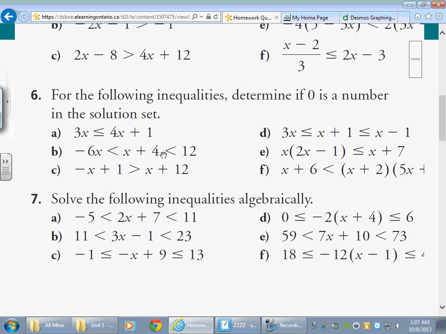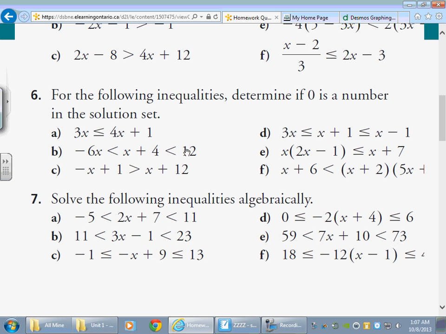Sorry, that's kind of annoying of me. So if I'm looking at 6b, it says plug a 0 in here, plug a 0 in here. Hopefully you're seeing those things flash. And I get negative 6 times 0 is 0. 0 plus 4 is 4. And I have a 12 on the end. And the question really is, is 0 less than 4, which is also, in turn, less than 12? And of course, yes. And so if you did check the solution set, I think the solutions are on this one. If they aren't, I apologize. But the answer is simply yes, it does fit.